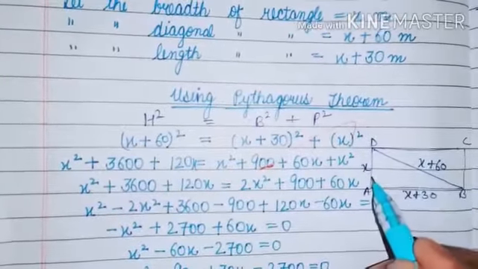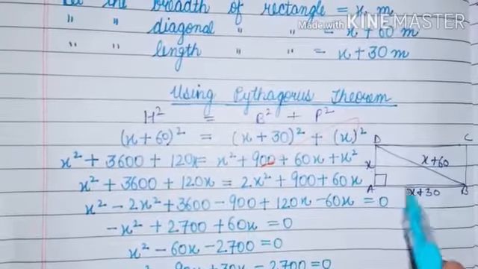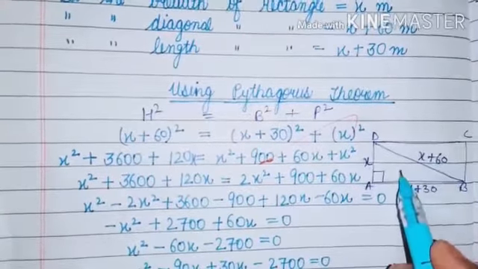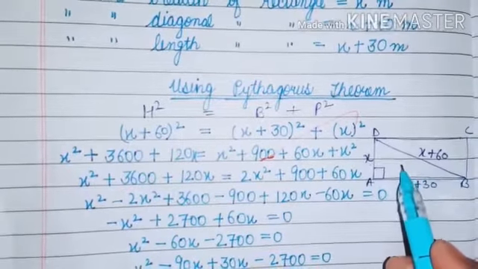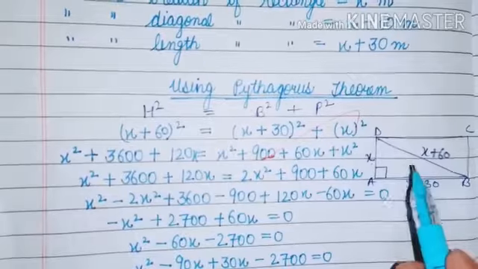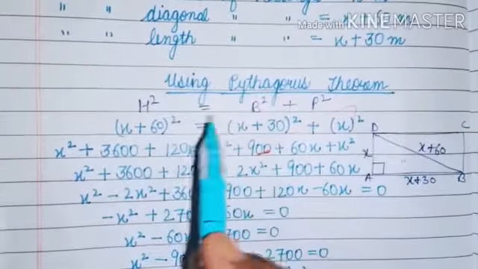You know beta, in a rectangle each angle is 90 degrees. So now ABD is a right angle triangle. So in this question, because it is a right angle triangle, we can apply Pythagoras theorem. So here we will apply Pythagoras theorem, beta.